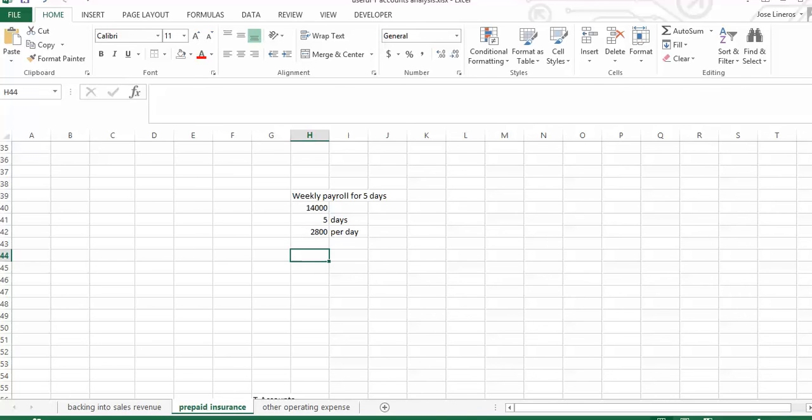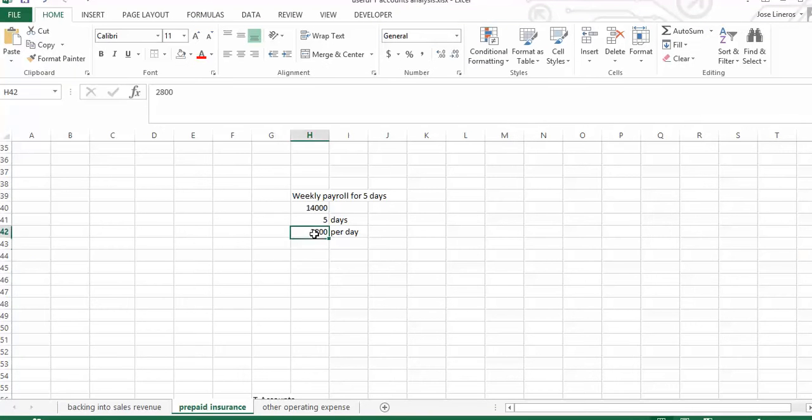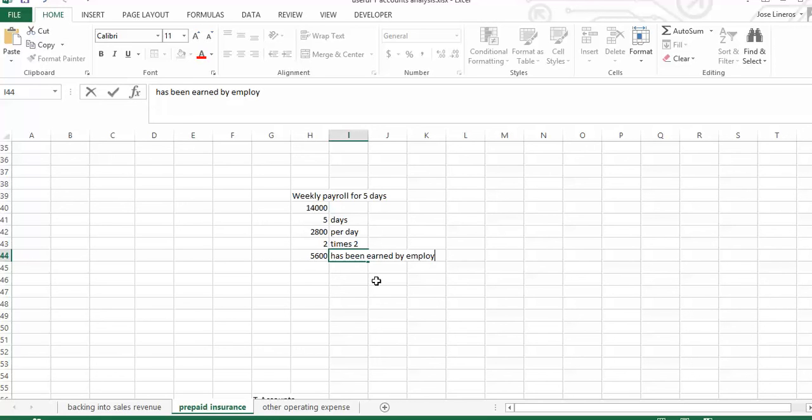How many days did they work? Let's go over here and look. They worked 2 days. Okay? So 2 days worth is 2,800 times 2. I'll go ahead and make it nice and clear. Okay, and that will give us $5,600. Okay, so $5,600 has been earned by employees, but not yet paid. Okay, that's our adjusting entry for 2 days worth.